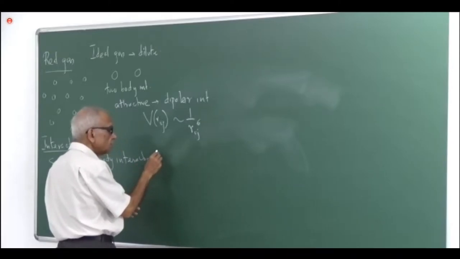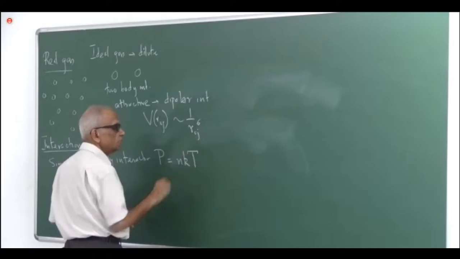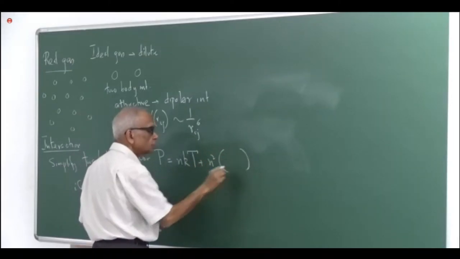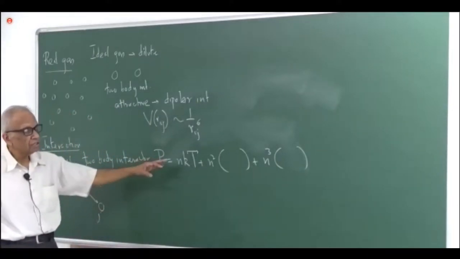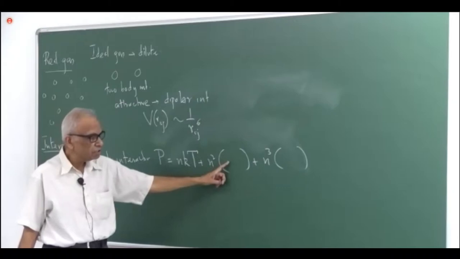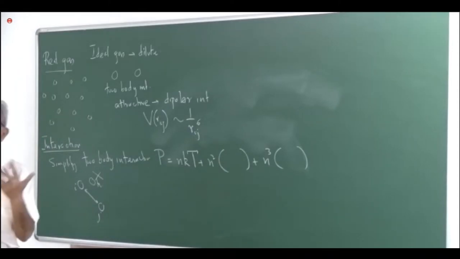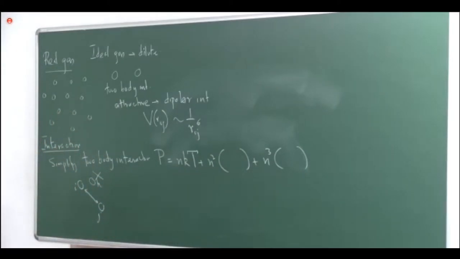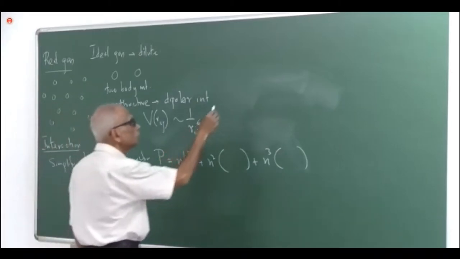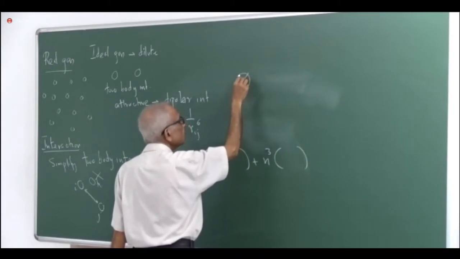And therefore, what you can imagine is that the pressure you get, the ideal gas pressure, was NkT. Then there would be a term proportional to N squared, and then N cubed and so on. And what we are after is really the N squared term. The two-body interactions can only buy us the N squared term, cannot get us any of these. So that's the attractive part of the interaction. The particles, these are molecules, have a finite radius, let's say some R.